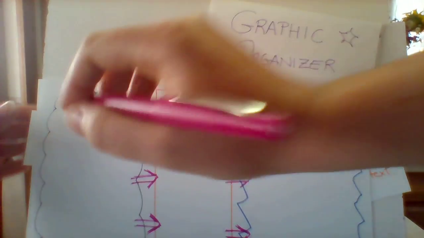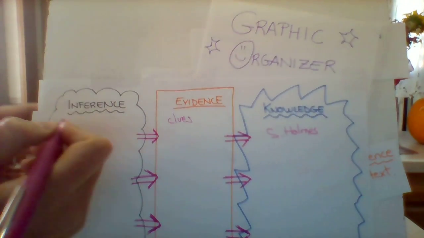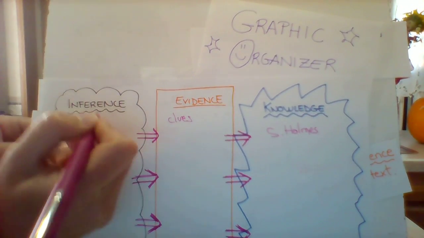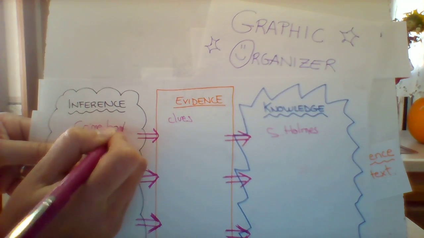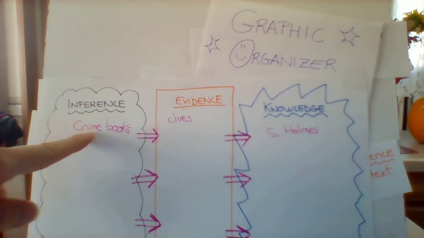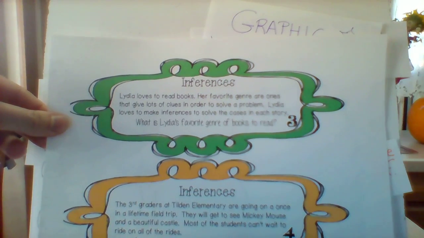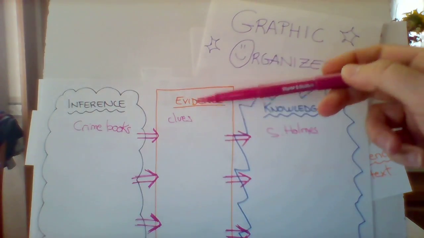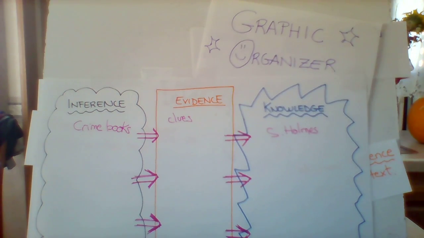And at no moment did I read the word crime. Crime books. I didn't have this information. Remember, when we do an inference, we don't have the inference in our text. Okay? I had what? Clues in order to solve a problem. This is the evidence. And I use my previous knowledge. Let's see the next one.